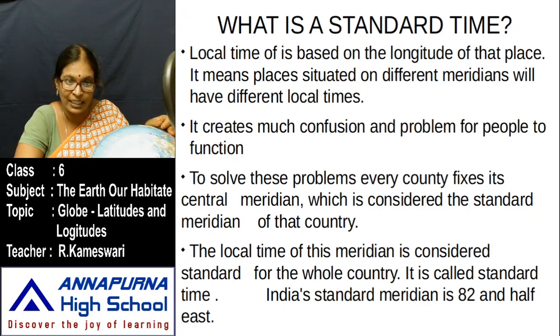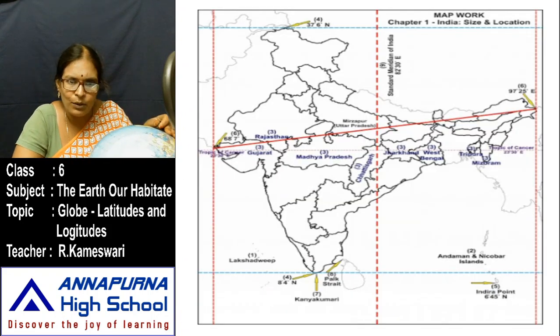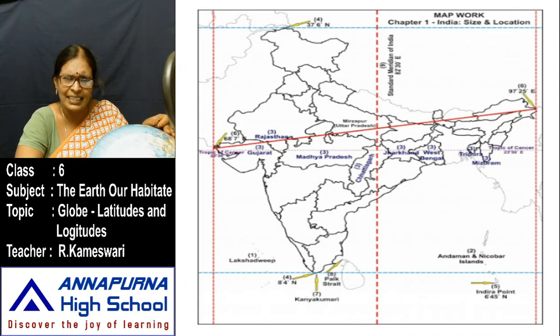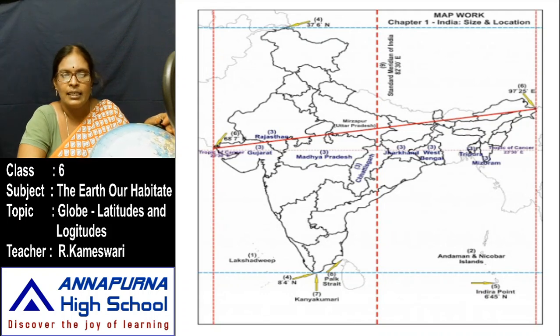India's standard meridian is 82.5 degrees east meridian. You observe this word east meridian, whether it is east or west. That is very, very important to you. Here I will show you our India. It is our 82.5 degrees east meridian. It passes through 4 states in our India: Uttar Pradesh, Chhattisgarh, Orissa, Andhra Pradesh. These are the states touched by our 82.5 degrees east longitude.